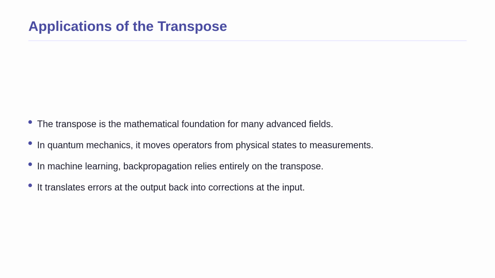So we have proven that the matrix transpose property holds. This brings us to why this abstract backward pulling matters in the real world. It is the mathematical foundation for many advanced applications. In quantum mechanics, the transpose is used to move operators from physical states to observable measurements. In machine learning, the famous backpropagation algorithm used to train neural networks relies entirely on the transpose to propagate error gradients back to the input weights. Without it, we could not learn from errors.